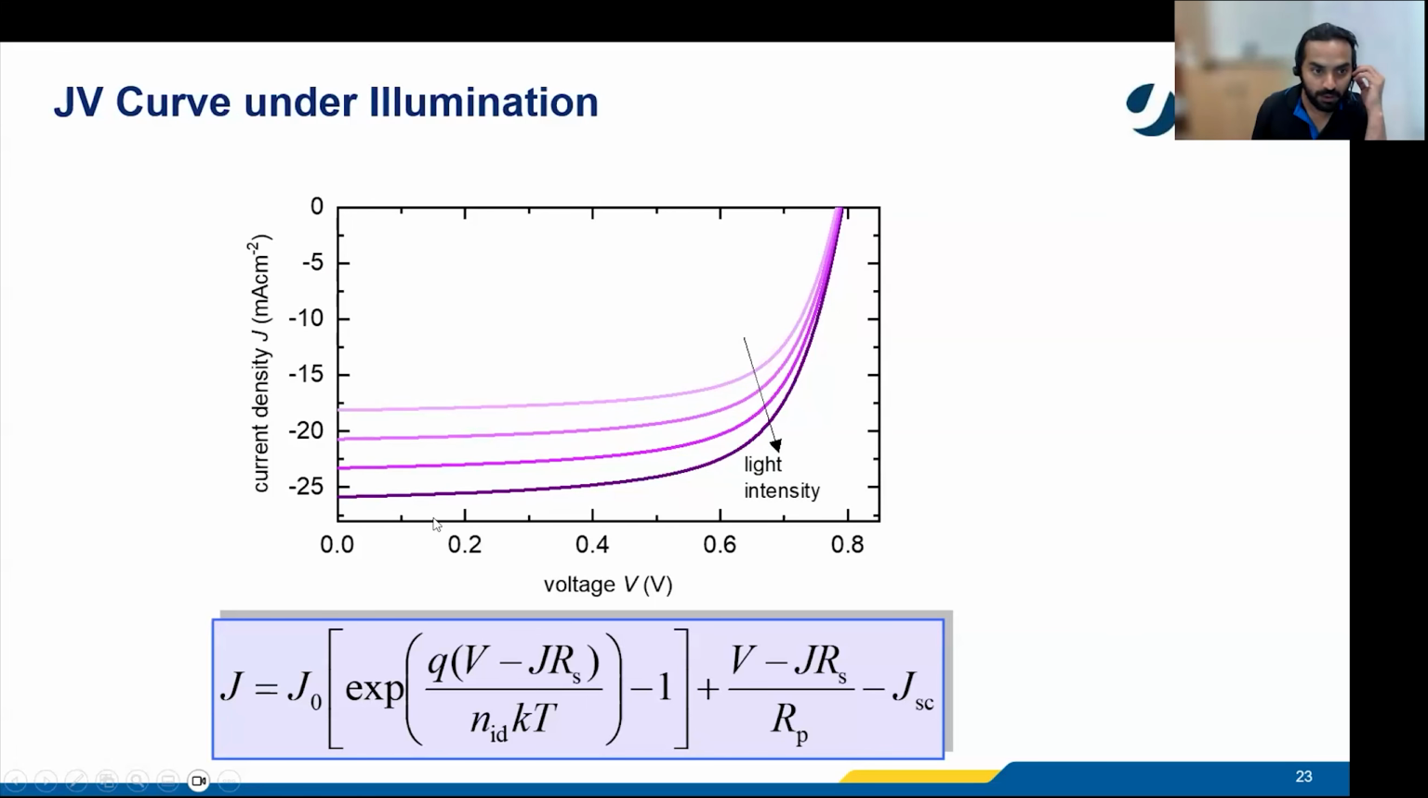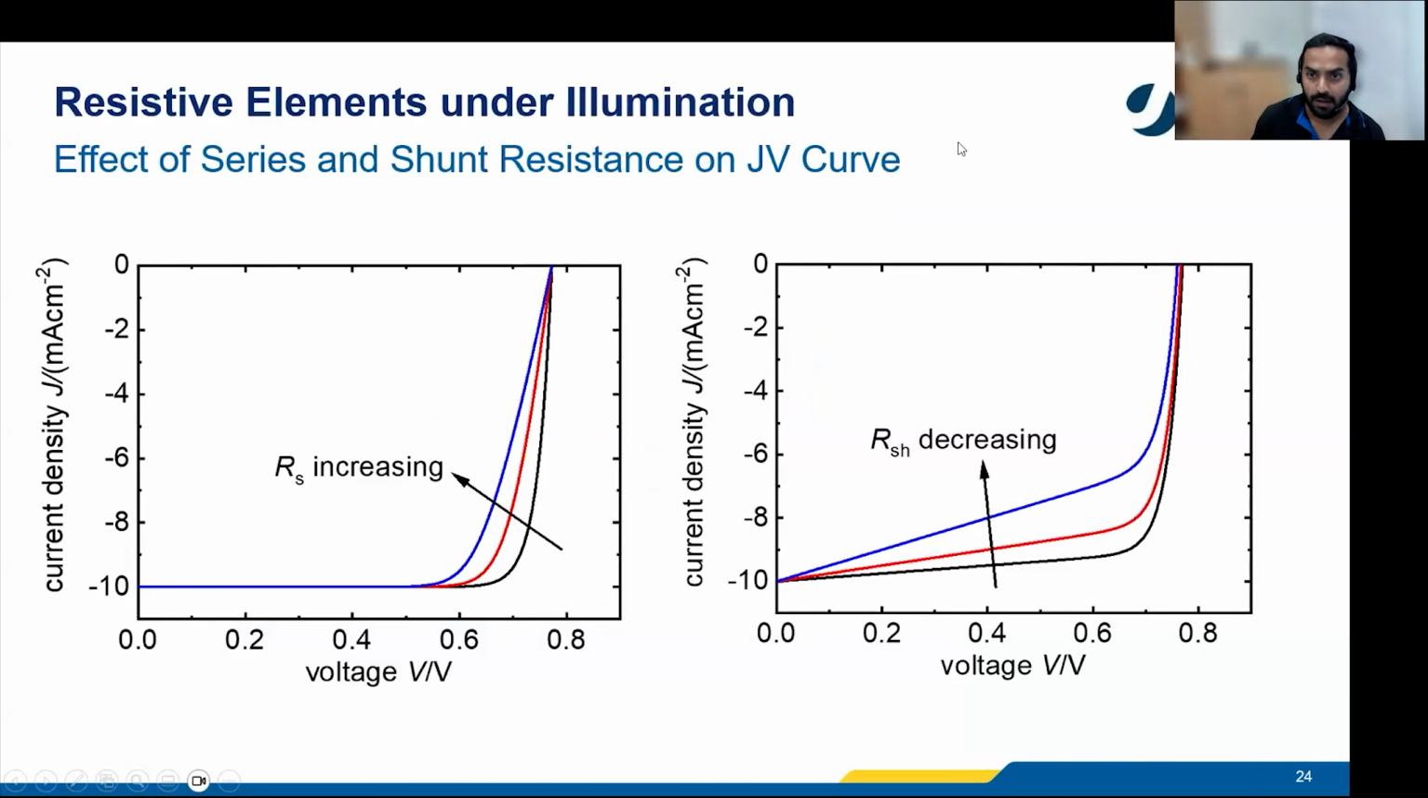And finally, what you end up with are these different JV curves. So this comes going from the continuity equation to the diode equation to the superposition principle. Then you finally end up with your current voltage curves here. Okay, I'll just talk a little bit about the effect of these resistive elements. And this will be relevant for the photo shunt that I will talk about next also.